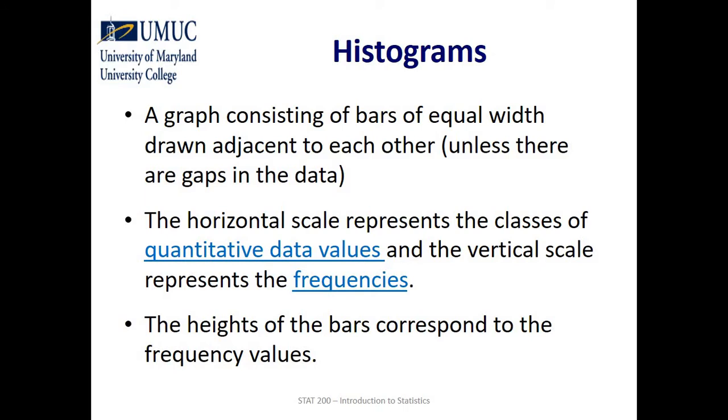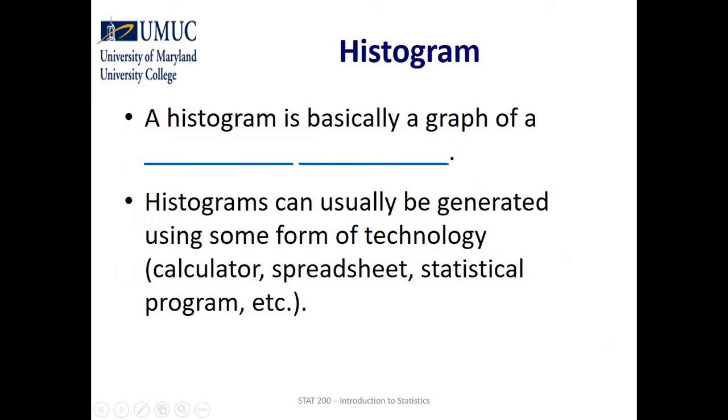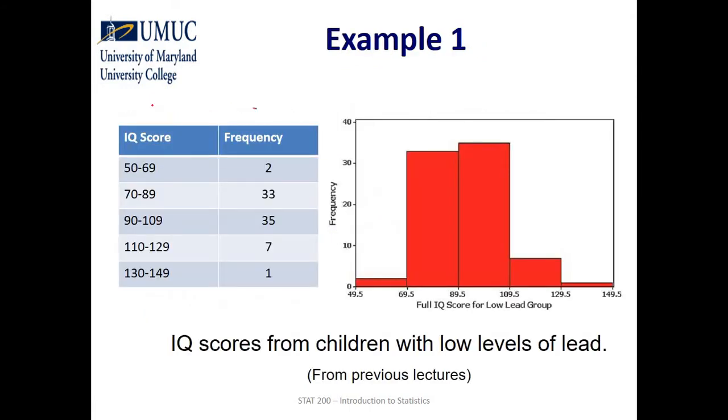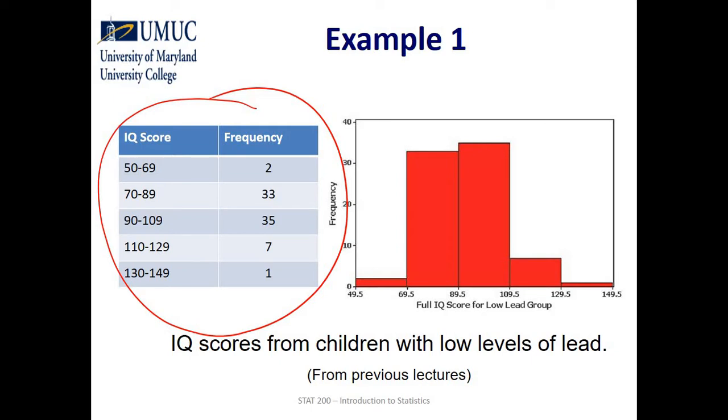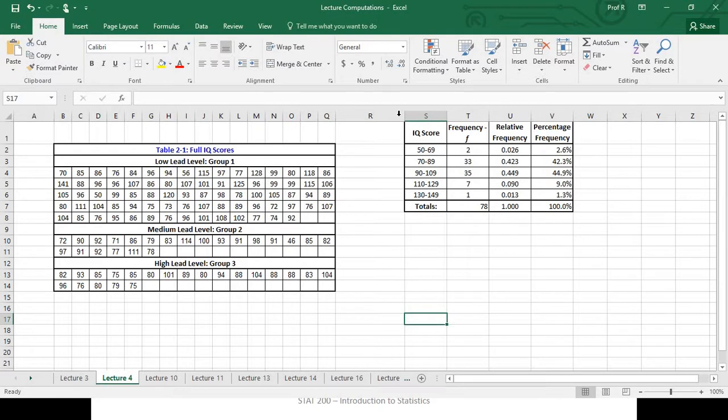Okay, so last lecture we looked at the IQ scores from children with low levels of lead. Here is a histogram of that information. Remember, we generated this frequency table last time, and from there we can generate this histogram. Well, it's nice that it's already shown graphed for you, but how did we get there? So I'm going to switch over to Excel here and show you how we can create this graph.